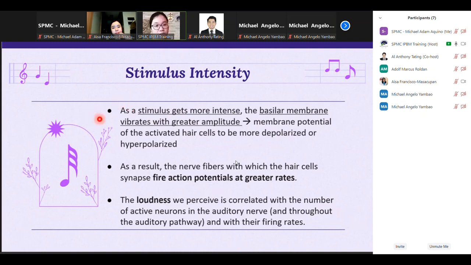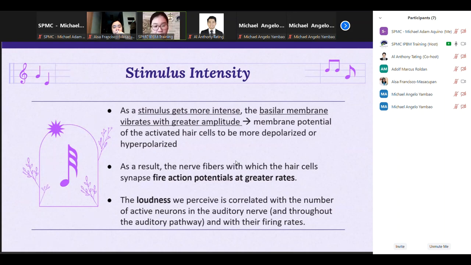So as the stimulus gets more intense, the basilar membrane vibrates with greater amplitude. So we are now discussing stimulus intensity. And the membrane potential of the activated cells is also higher, so they are more depolarized. As a result, the nerve fibers at which the hair cells synapse fire action potentials at greater rates.